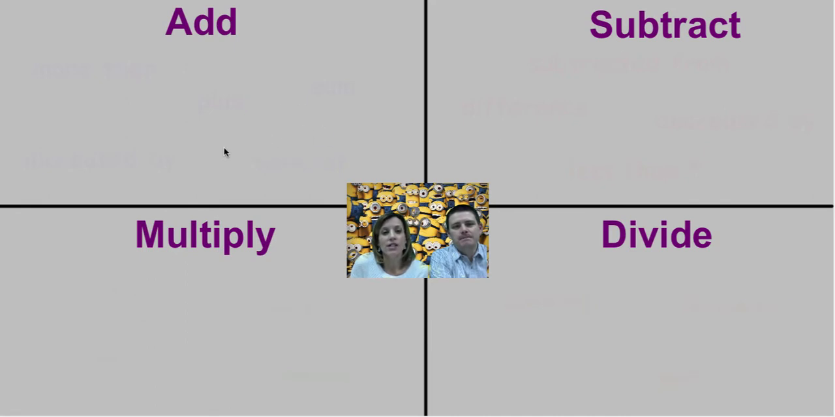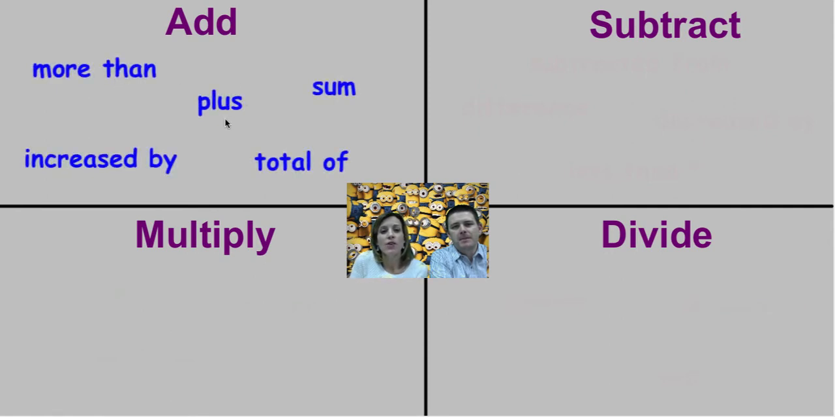Under addition, you're talking about things like more than. You guys all know plus from elementary school. Increase by, and then total of, and the key word where we're going to focus on. Sum. Just circle that one. That's the one you really need to pay attention to for addition. So make sure you have all of those written down under addition. Those are all keywords we're going to look for.